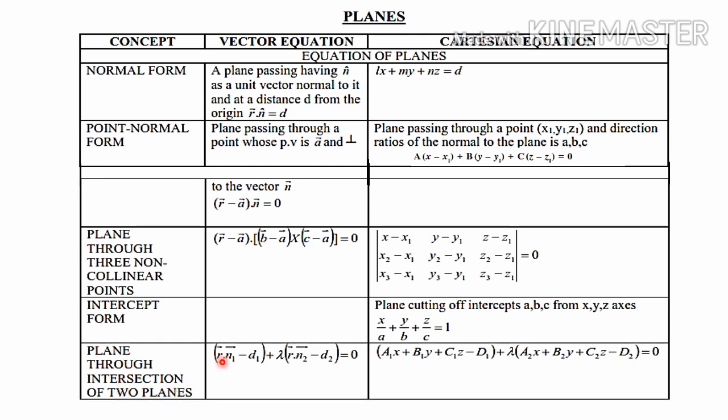That is vector r dot vector n1 minus d1, plus lambda into vector r dot vector n2 minus d2, is equal to 0. This is the vector form, and the Cartesian form is a1x plus b1y plus c1z minus d1, plus lambda into a2x plus b2y plus c2z minus d2, is equal to 0.